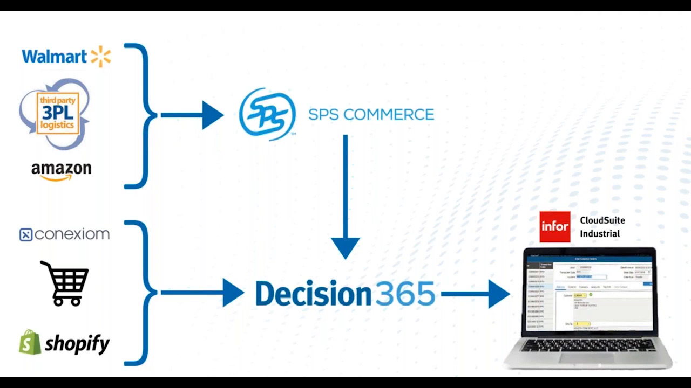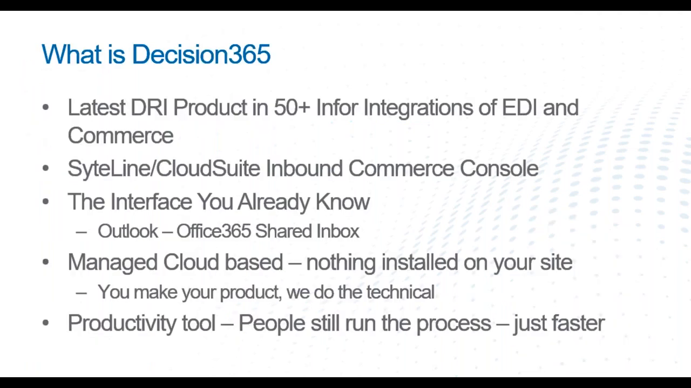So the nice thing is when we add a new commerce channel, we're only really dealing with what's on the left. The value add, that right arrow that goes into CloudSuite, is reusable, and we can quickly bring up other interfaces as well. So what is Decision365? Well, it's the latest product. We've done some 50 plus Infor integrations of EDI and other commerce, being websites, Salesforce, that kind of thing. It's an inbound, as we've already mentioned, Sightline CloudSuite inbound commerce console.